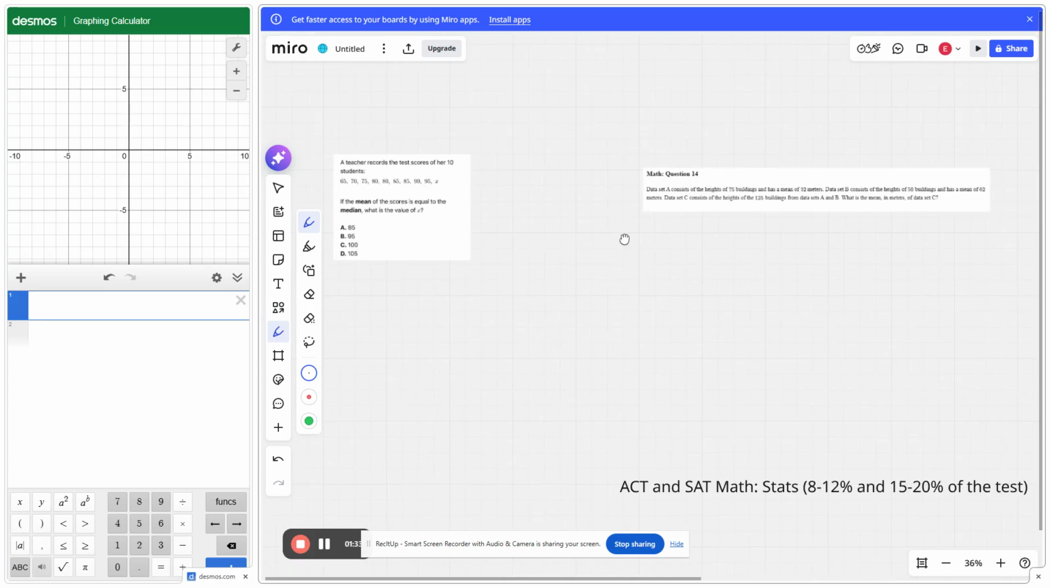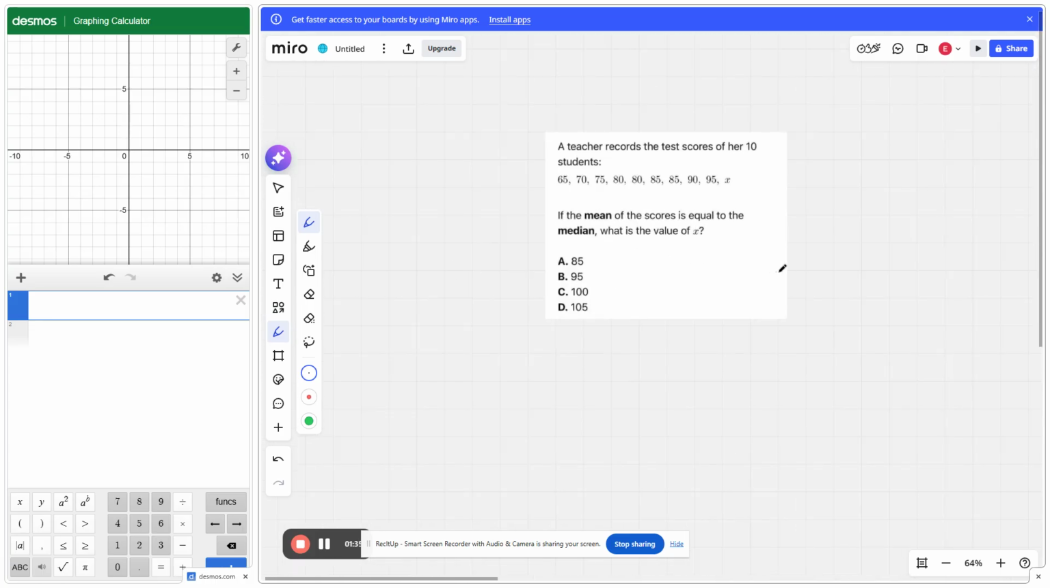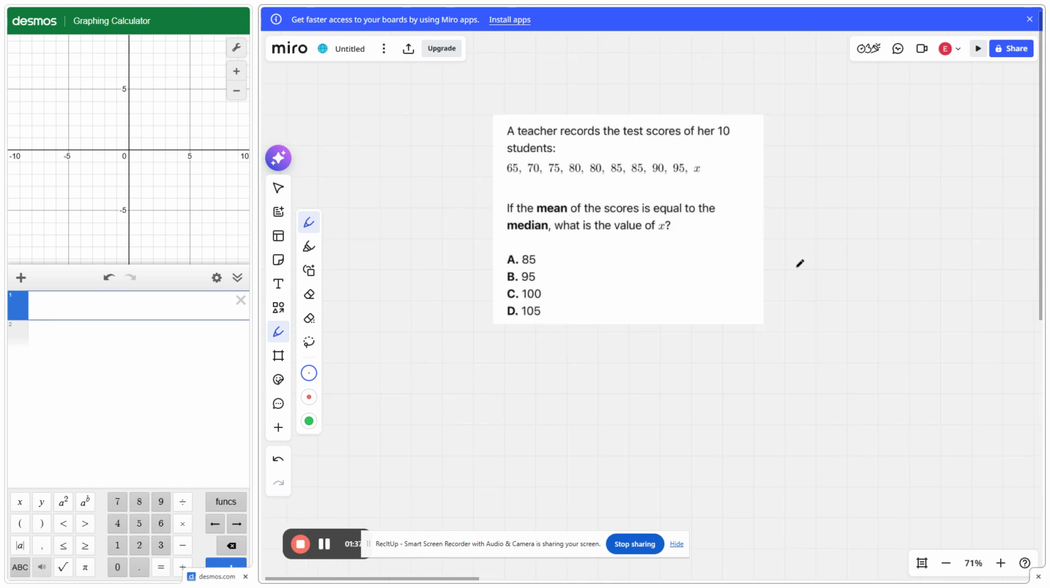So our first question is going to be this one here. So pause the video first, try and see if you can figure it out. This isn't too much of a difficult problem. But yeah, so what we're going to start with is essentially we're going to see that there are 10 students and the mean of their score is equal to the median. So our first step is that we have to make sure these numbers are in order, which looking, we can see that they are in order from least to greatest.